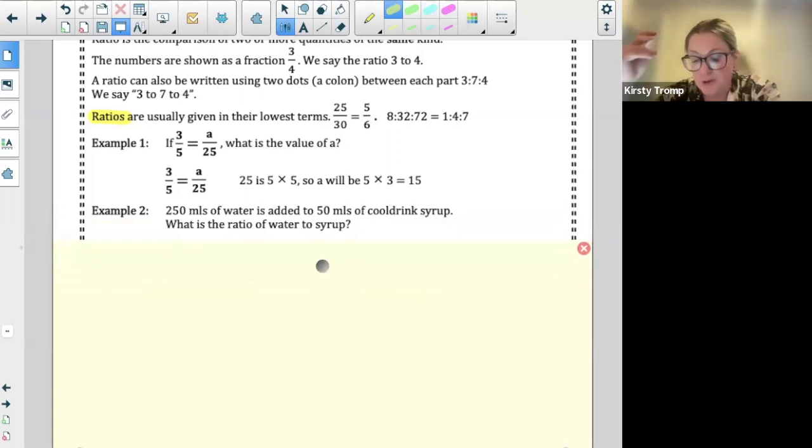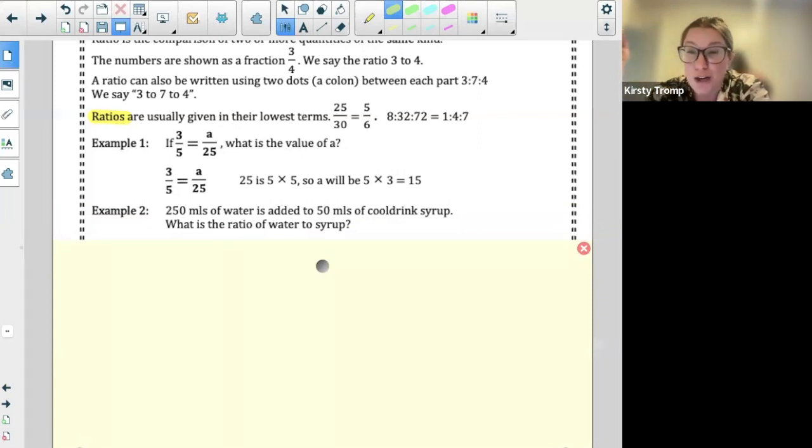For example number 2, 250 mils of water is added to 250 mils of cool drink syrup. So this is like, I don't know if you've had it before. Like I had it when I was small. We had like green juice in our house, like that stuff you squeeze into your juice. Then you're supposed to have a little bit of the juice, and then you're supposed to add water to it. But you always end up adding more juice instead of the water. It's this kind of thing that they're talking about.